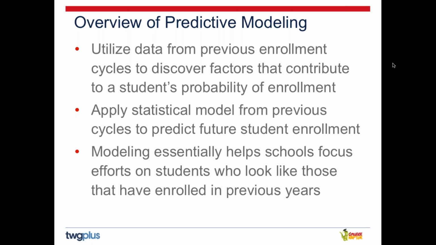Once you build a model on that historical data, you can apply it to your current pool of students. You take that same equation, apply it to the students currently in your pool, and voila, you've got a probability for each. With those probabilities, you know which students are more likely to enroll and which are least likely to enroll, and therefore you can start communicating and engaging with them in more strategic ways. Essentially, that's what you're trying to do.